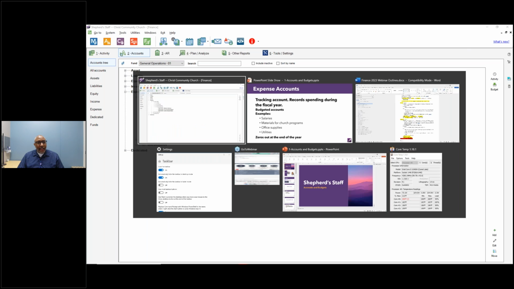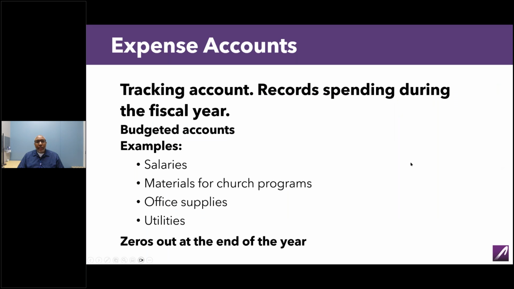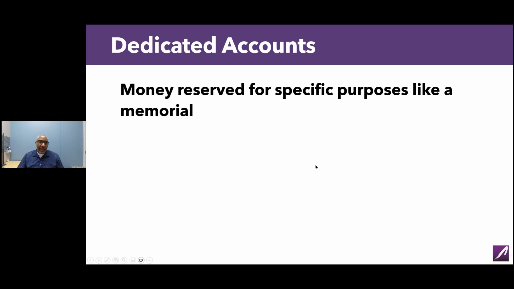Okay, and then the next account type is going to be dedicated accounts. And dedicated accounts are money reserved for a specific purpose. An example is like a memorial. Not every church uses dedicated accounts, but lots of churches use dedicated accounts. Dedicated accounts are kind of like a special purpose account. They really only exist in Shepherd staff. They reside on the right-hand side of the accounting equation.